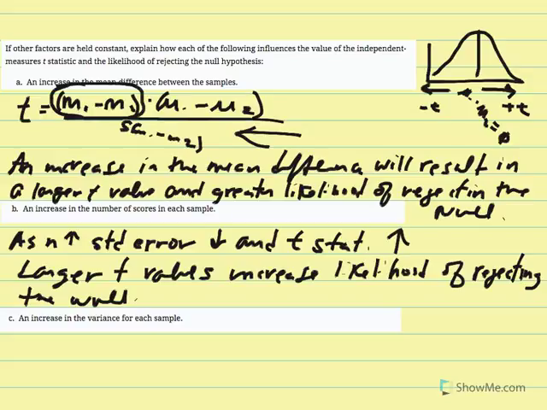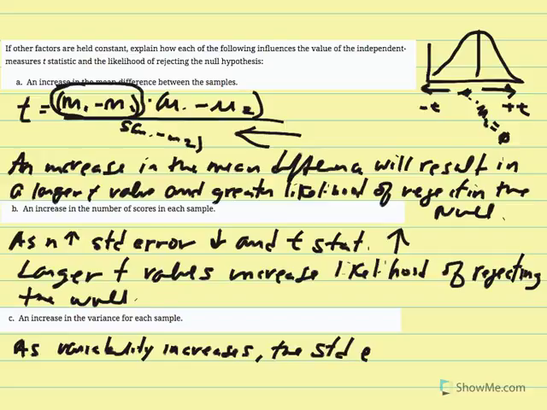And then finally, an increase in variance for each sample. So we know that as the variability of the samples increases, the more difficult it will be to detect differences between these groups. So as variability increases, the standard error, and again I'm saying standard error, but recognize it would be estimated standard error in this chapter, the standard error increases, and the t value decreases.